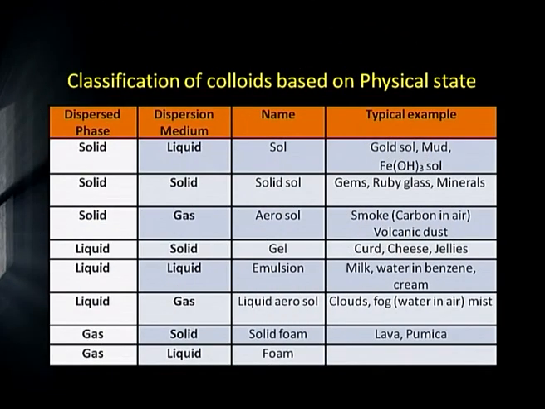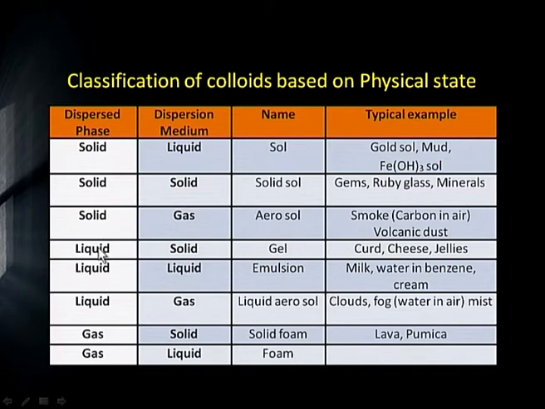The classification based on physical state of the dispersed phase and the dispersion medium can be seen in this table. If we have a solid-solid combination, it is a solid sol, where gems, ruby, glass, minerals, etc. are the examples. If it is solid in liquid, it is simply sol. We can have gold sol, sulfur sol, muddy water, ferric hydroxide sol as examples. Similarly, if the gas is the dispersion medium and we put solid into it, it becomes aerosol. Smoke is an example of it.